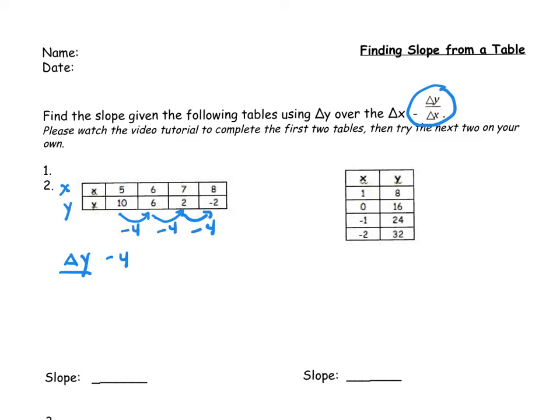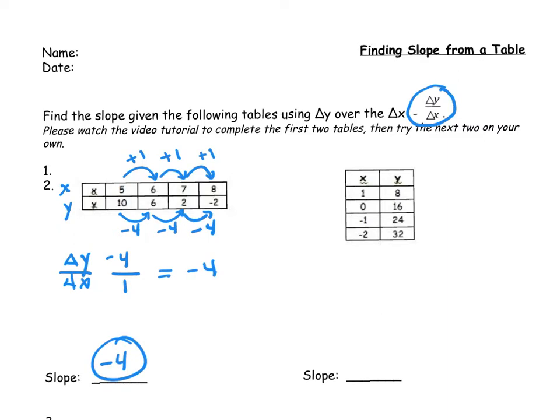We go to the x's now, and we see that going from 5 to 6 is going up, so that's adding 1. From 6 to 7 is also adding 1, and from 7 to 8 is adding 1. So my change in x is 1. So we could write negative 4 over 1, but we always like to simplify if possible, so negative 4 would be the best answer.